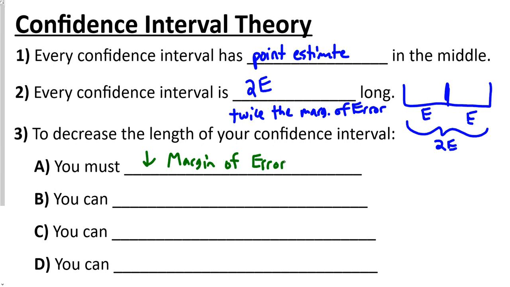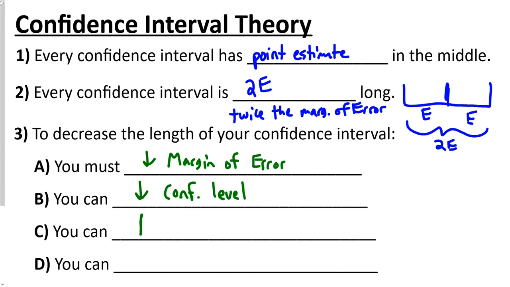How can you decrease the margin of error? Well, part of that is the confidence level affecting the critical value. So if you decrease the confidence level, that will decrease your critical value, which would decrease your whole margin of error.